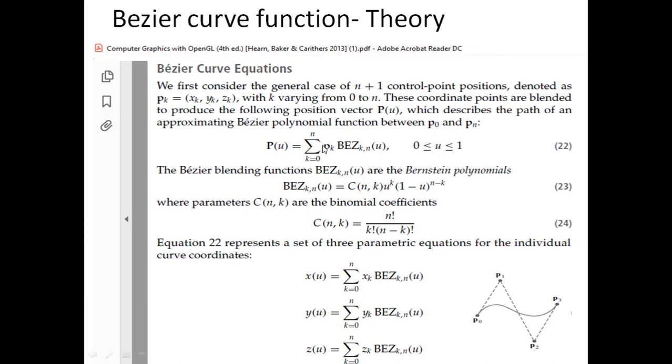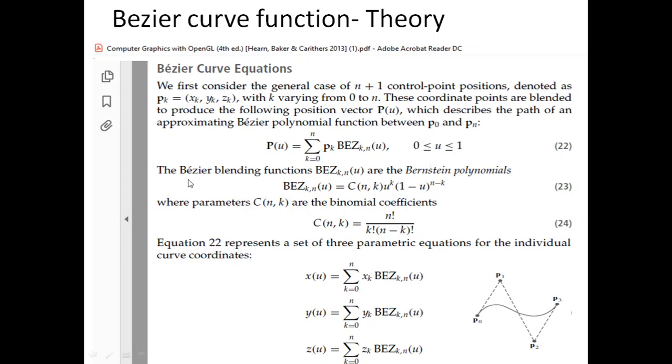So when you multiply your point with the Bezier blending function, you can identify the direction of the curve. So this will give the direction. P of u will tell the position vector, which describes the path of an approximating Bezier polynomial function between 0 to n. So you know 0 to n, how these points are moving, you have to calculate P of u. To calculate P of u, this is the formula. 0 to n, we have 20 points. Pk, each point should be multiplied with Bezier blending functions. What is this u? U is in between 0 to 1.